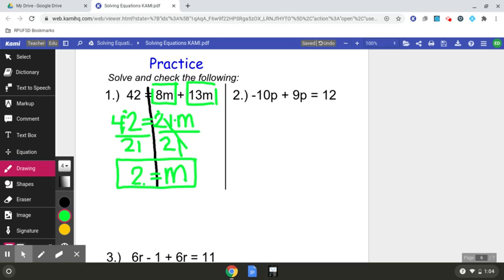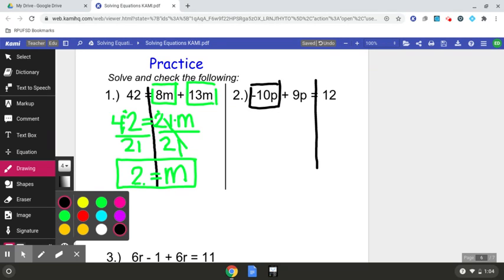Okay, number 2 on the right over here is exactly the same. It's just reversing the terms over the equal sign. So draw your line. Okay, just like we did in the last one, we're solving for a variable, which in this case is p, right? We have 2 p's. So before we could do anything, we have to combine like terms. So negative 10p plus 9p would be negative 1p is equal to 12.